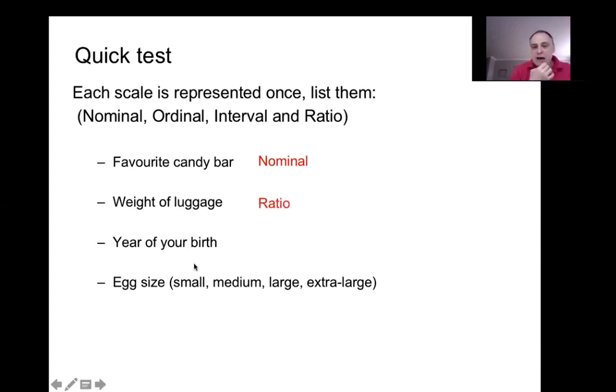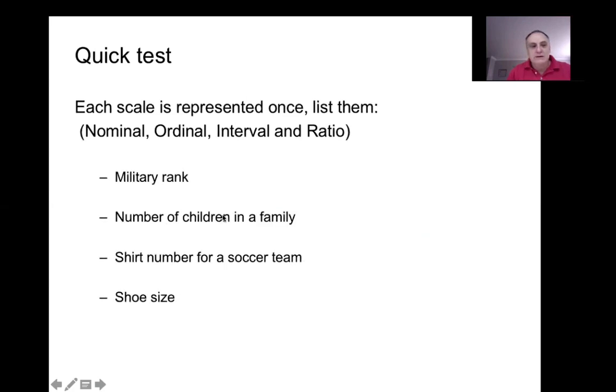Year of birth, it is in an order, and that order goes up in even steps basically, so it's interval. And your egg size would be obviously then ordinal because it goes up in an order, but the difference between small and medium is not necessarily the same as between medium and large. You're okay with that? So ask another quick one.